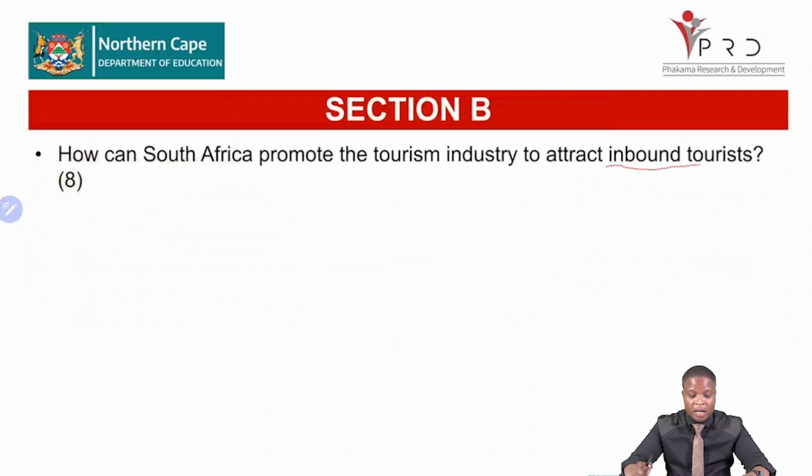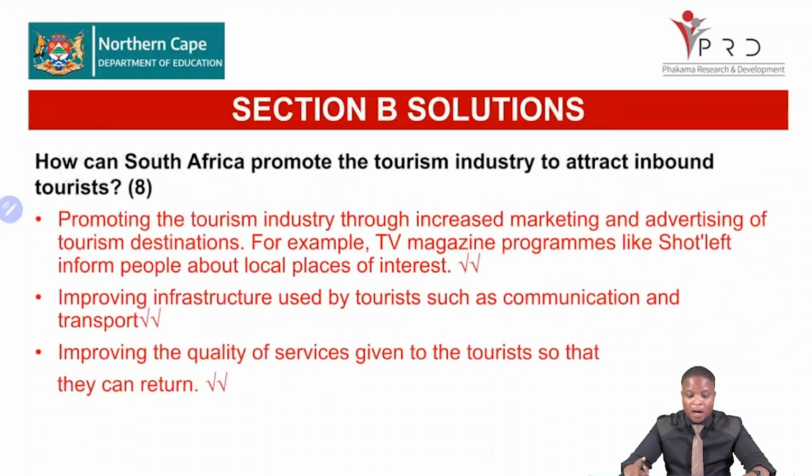Right, grade 12, our time is up. Let's look at the marking guideline. How can South Africa promote the tourism industry to attract inbound tourists? Promoting the tourism industry through increased marketing and advertising of tourist destinations. For example, magazine programs like Shop Left to inform people about local places of interest.